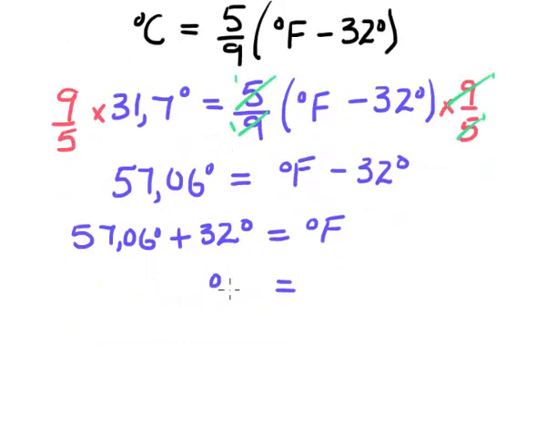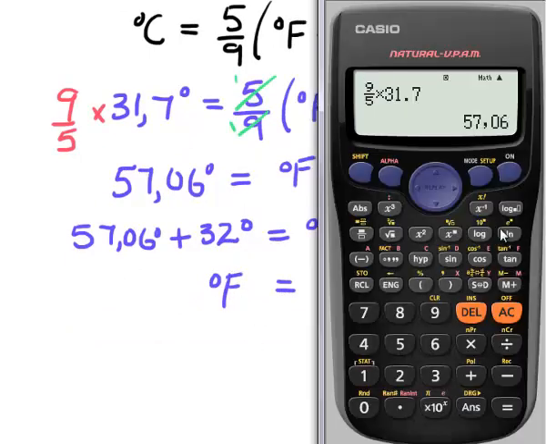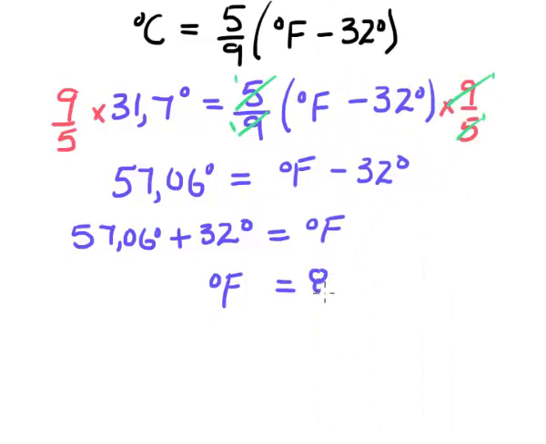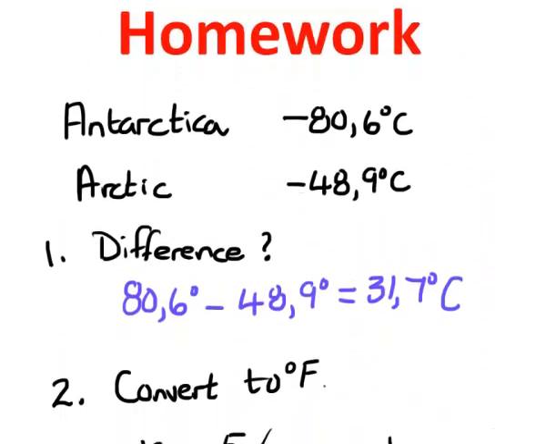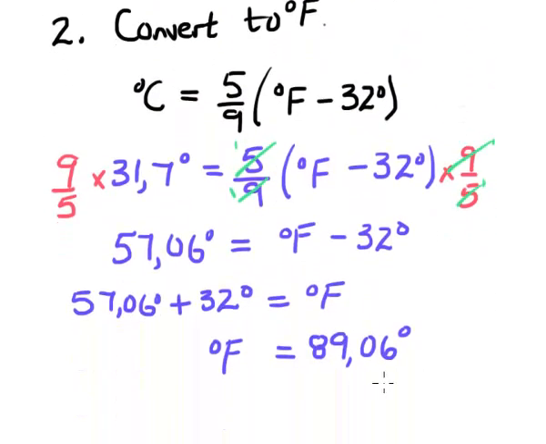So our final answer, 57.06 plus 32 gives us 89.06. So it's 89.06 degrees. Did I tell you how many decimal places? I didn't, and it's a full answer, so you're going to leave it at 89.06 degrees.